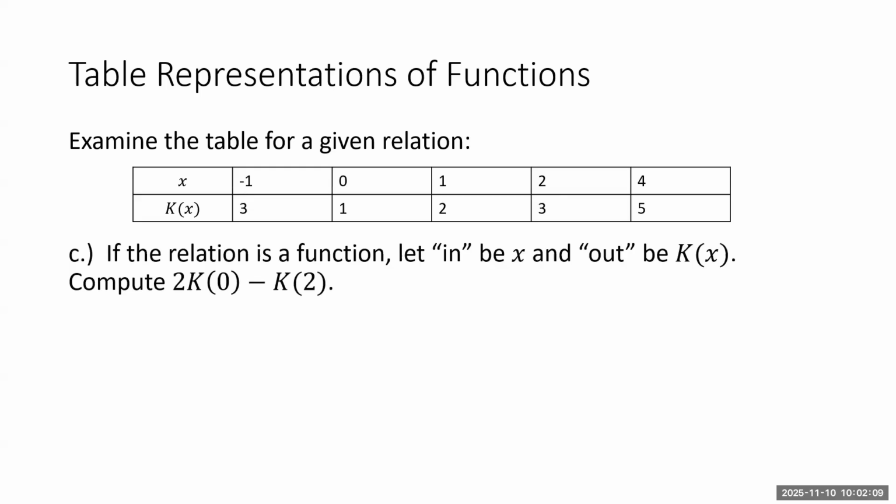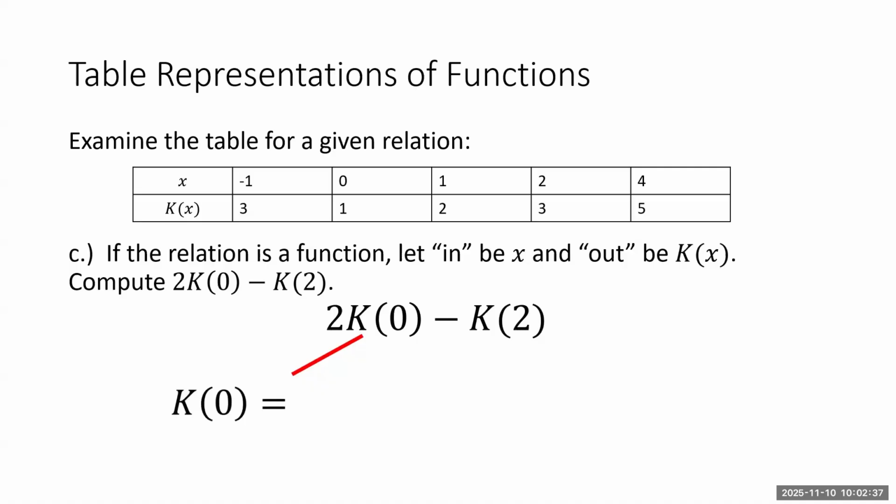If the relation is a function, this is letter C. If the relation is a function, let in be x and out be k of x. Compute 2 times k of 0 minus k of 2. If I think of the equation 2k of 0 minus k of 2, what I'm talking about with k of 0 is the output of our table, our y value, our dependent variable, where our independent value is 0.